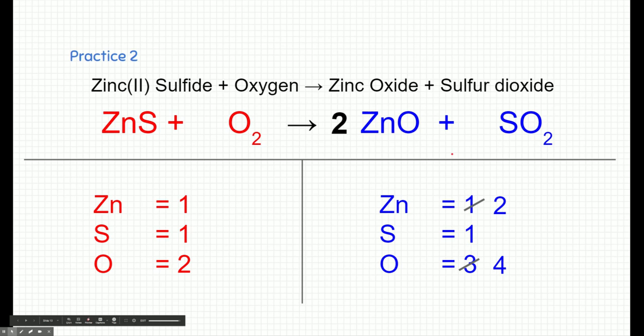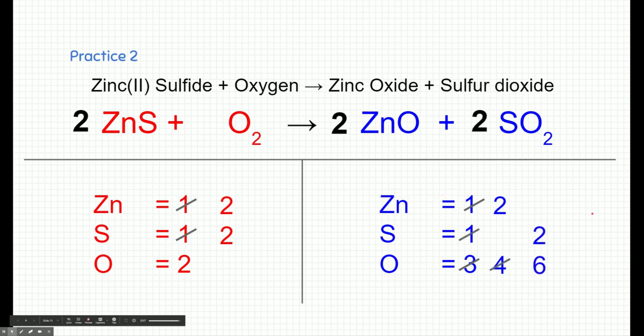So now that I have two zincs on the right side and four oxygens on the right side, I kind of messed things up a little bit on my left side. So I'm going to go ahead and add a coefficient in front of the zinc sulfide to fix my zincs. Now that changes my zincs, but it also changes my sulfur. Again, I'm kind of trying to clean things up and it's getting a little bit more messy, but that's okay. I'm going to go back to my product side and I'm going to multiply that compound by 2 as well.